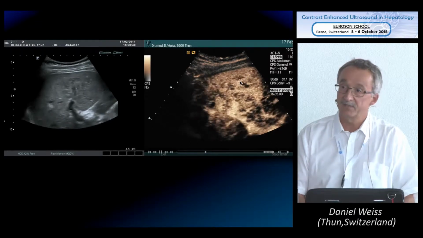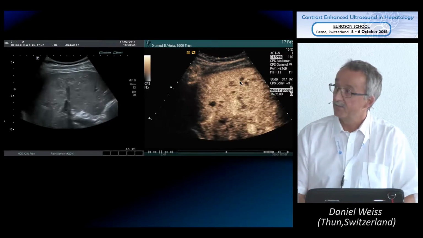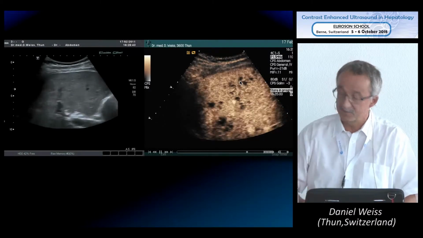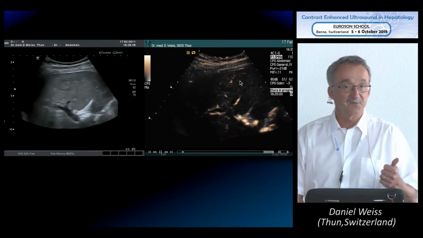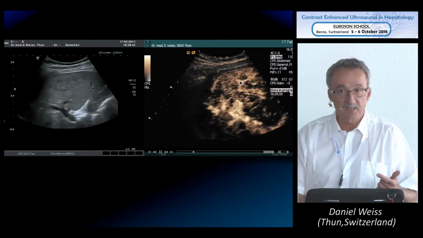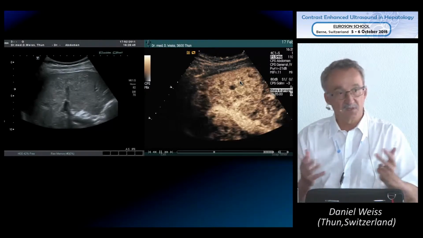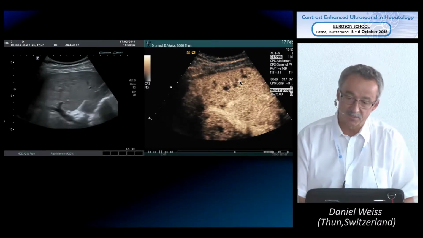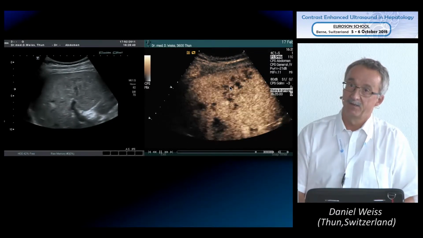Does anyone have an idea what this is? Yes, but you're not allowed to say anything because he knows these cases. So you have eosinophilia, you have elevated liver enzymes, and you have some area in the liver with maybe calcifications and some clearly visible destruction. Who wants to?